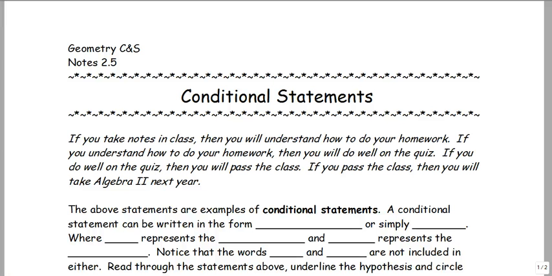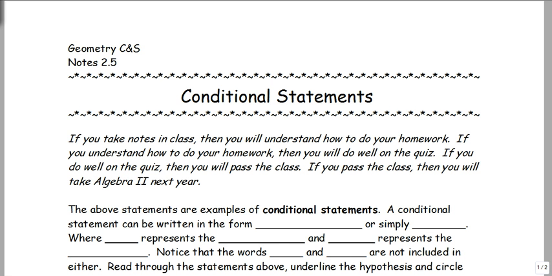Alright class, today we're going to be talking about conditional statements. Basically, a conditional statement says that if something happens, then this will happen. If you eat your vegetables, then you'll get ice cream. Stuff like that. You guys have probably been hearing that all your lives, your parents trying to get you to do something. They say, well, if you do this, then you can do that.